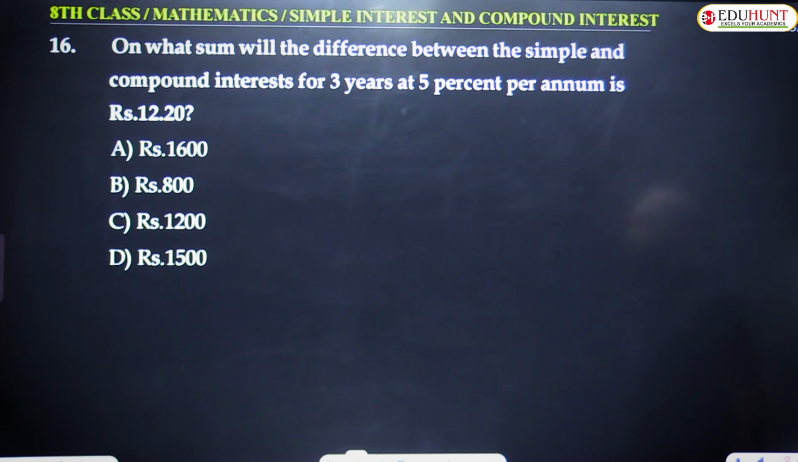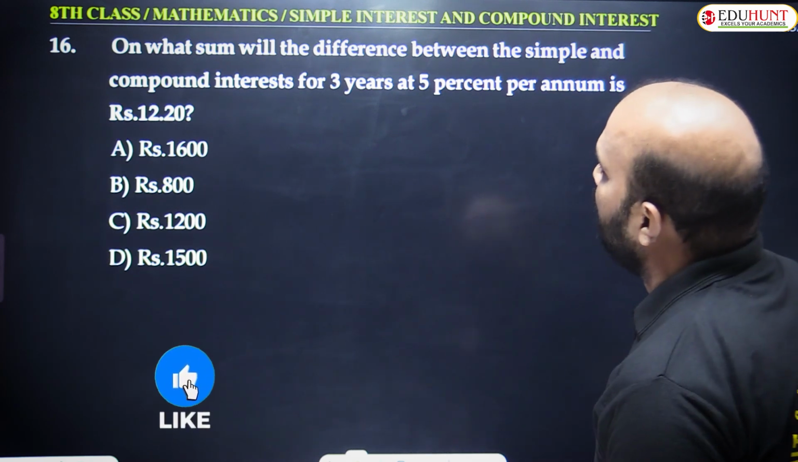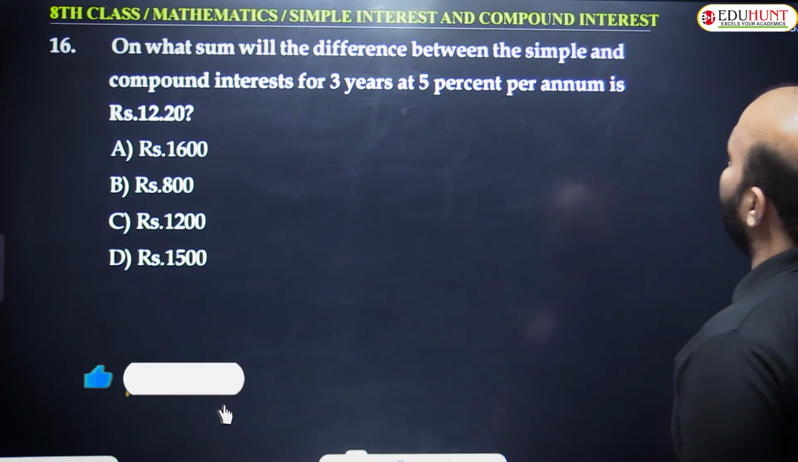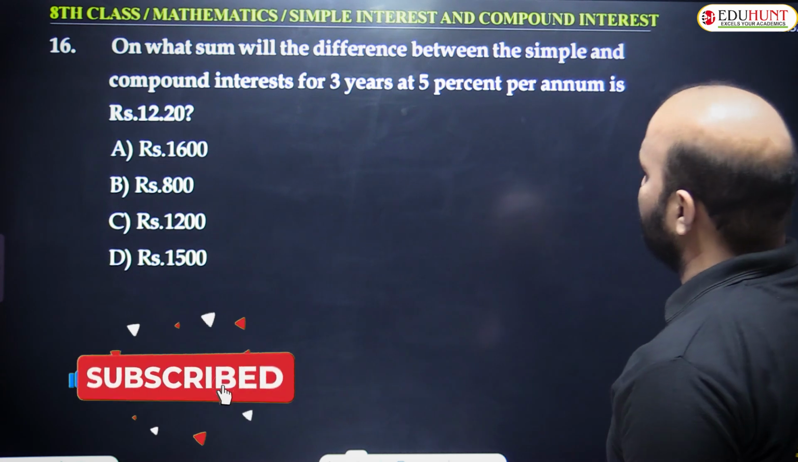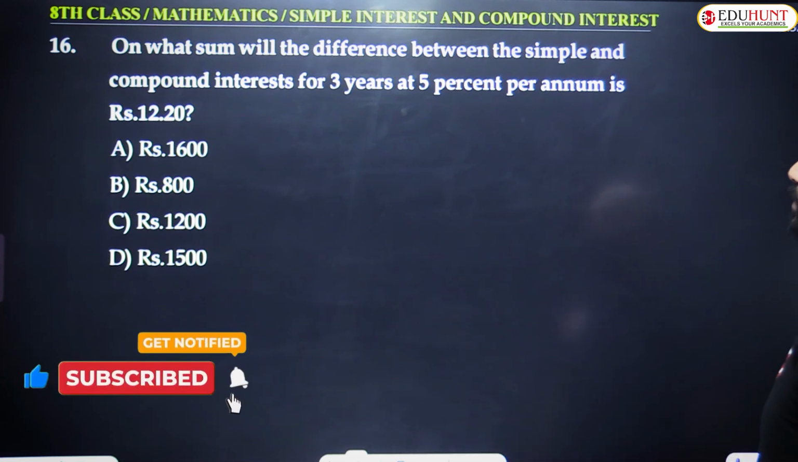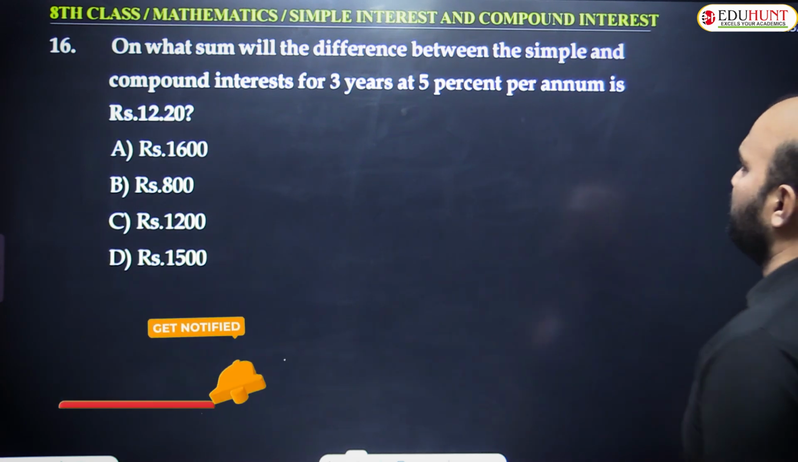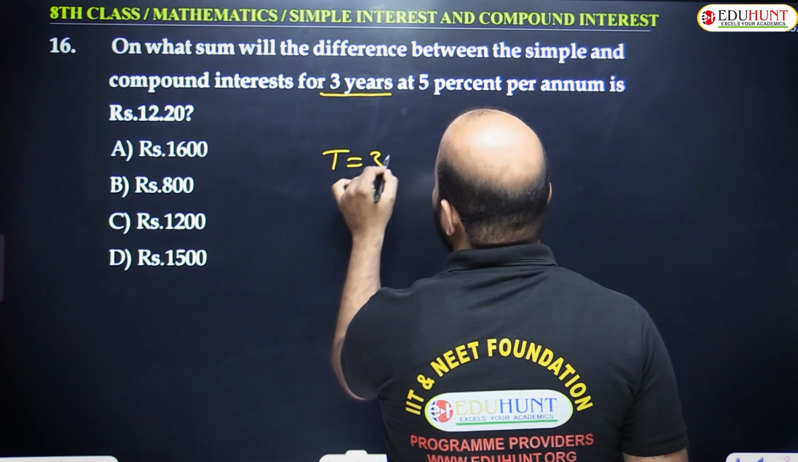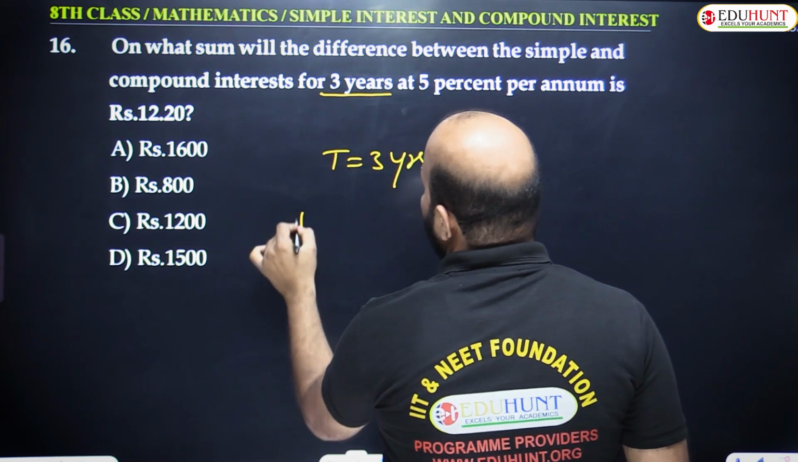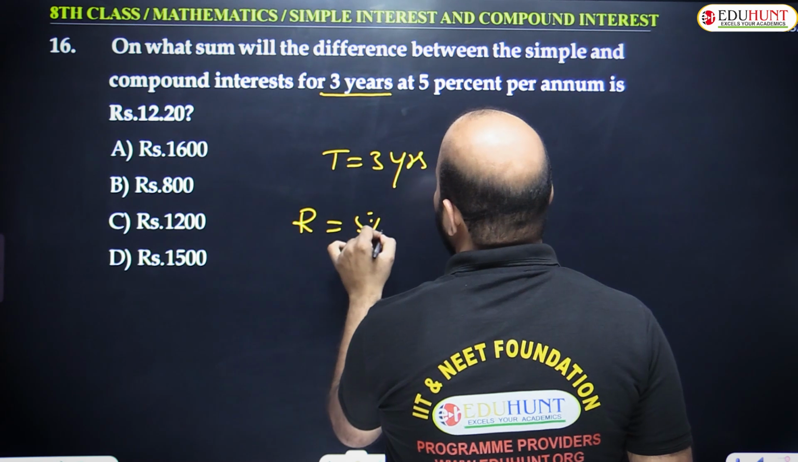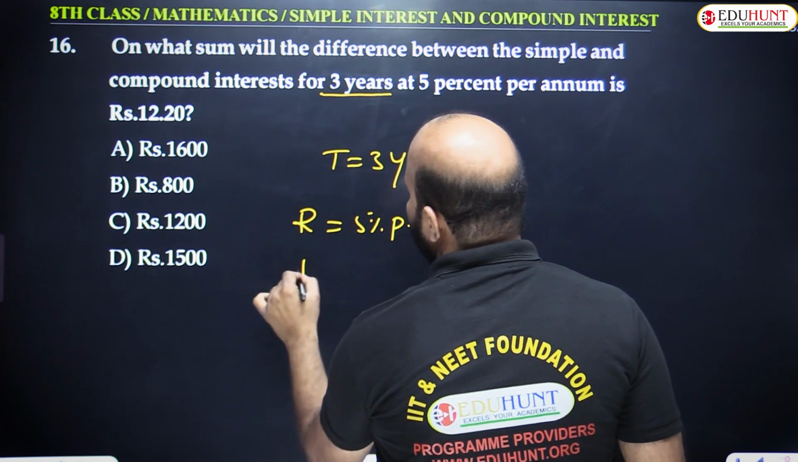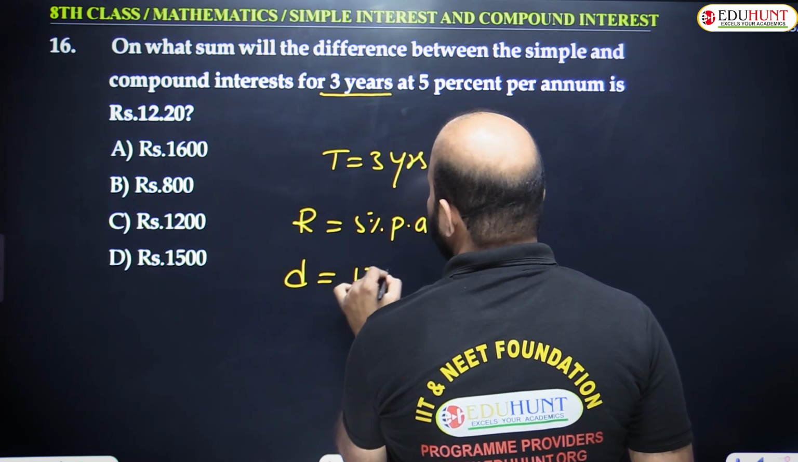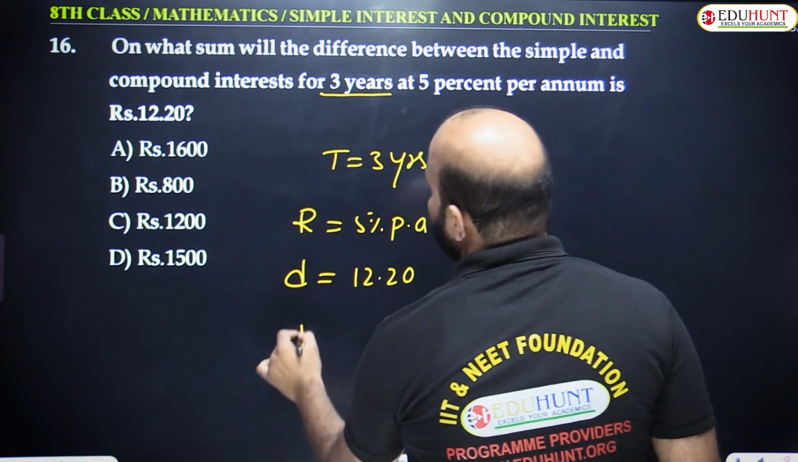So 9000, option D, is the right answer. Am I clear? So let's go to question number 16. On what sum will the difference between the simple and compound interests for 3 years at 5% per annum be 12.20 rupees? So here also, how many years are given? Time, 3 years. Rate of interest 5% per annum. Difference between compound and simple interest 12.20.